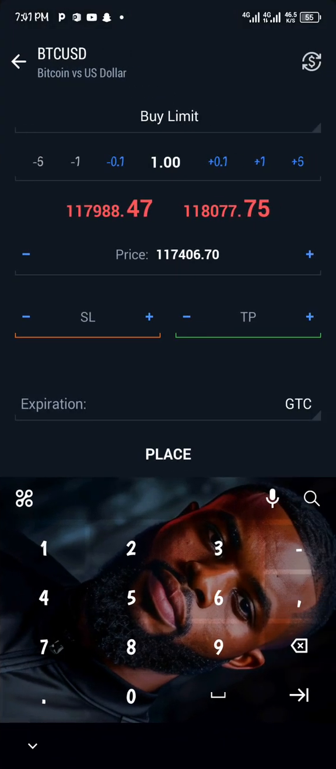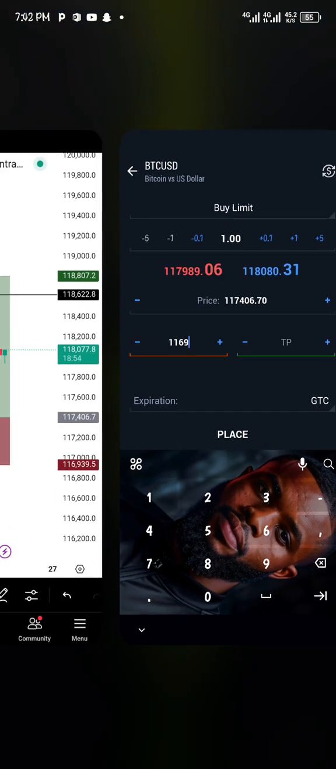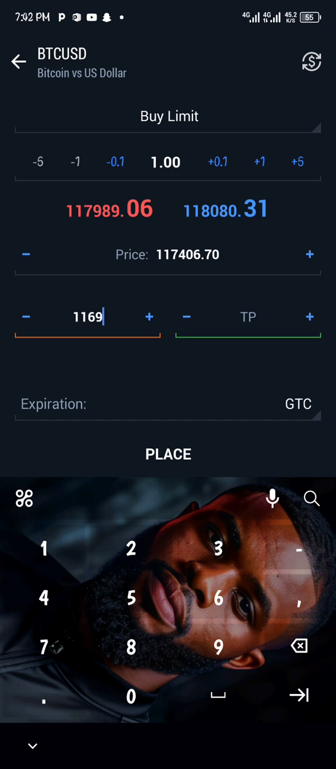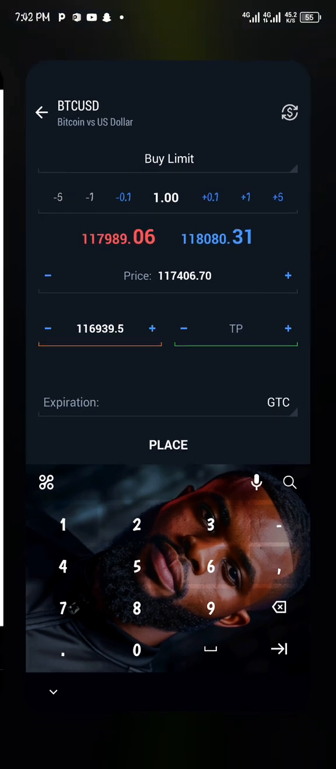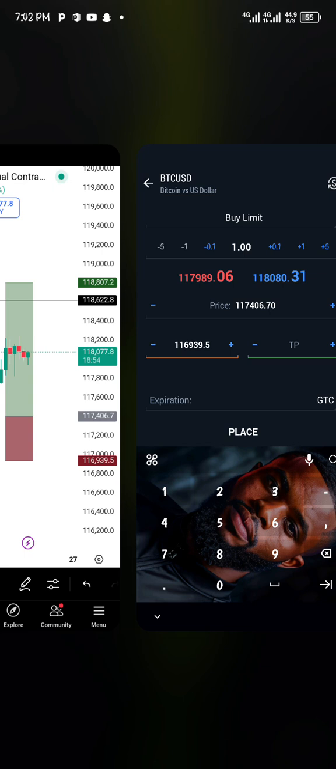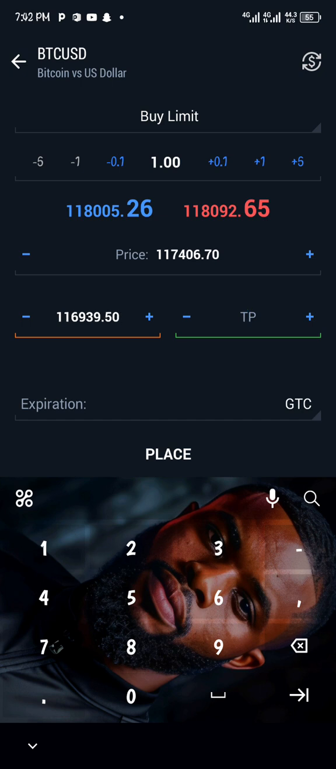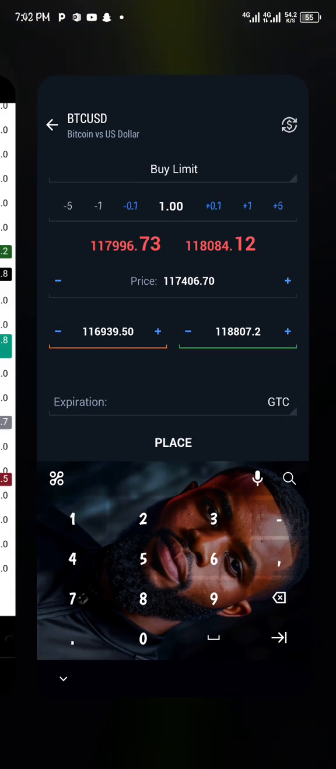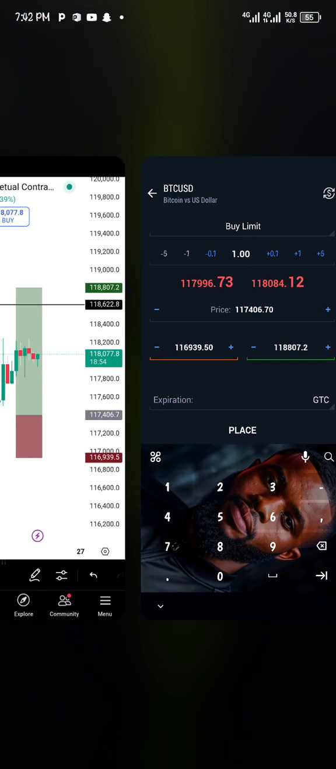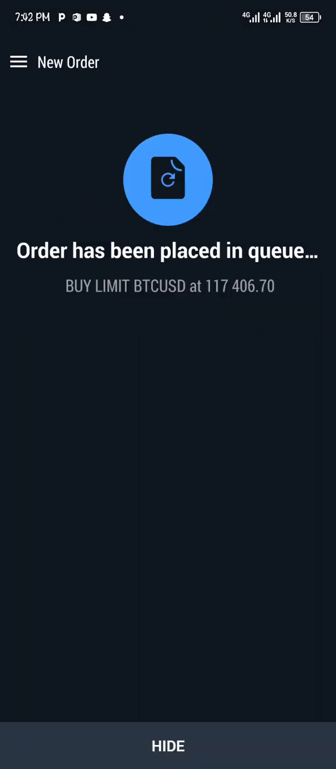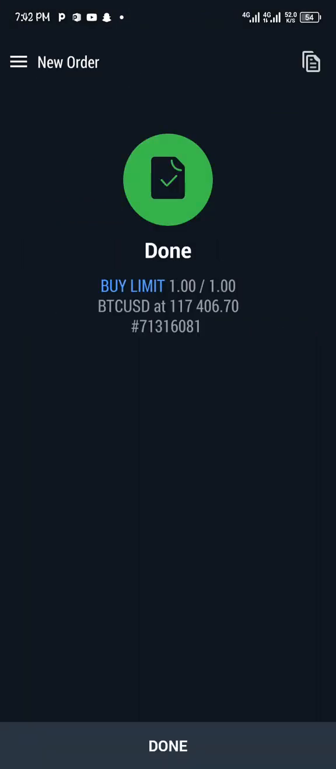Now the stop loss here is 116,939.5, right? That is the stop loss. And the take profit is 118,807.2, right? That is the take profit level. Now you click place. It is placed already.